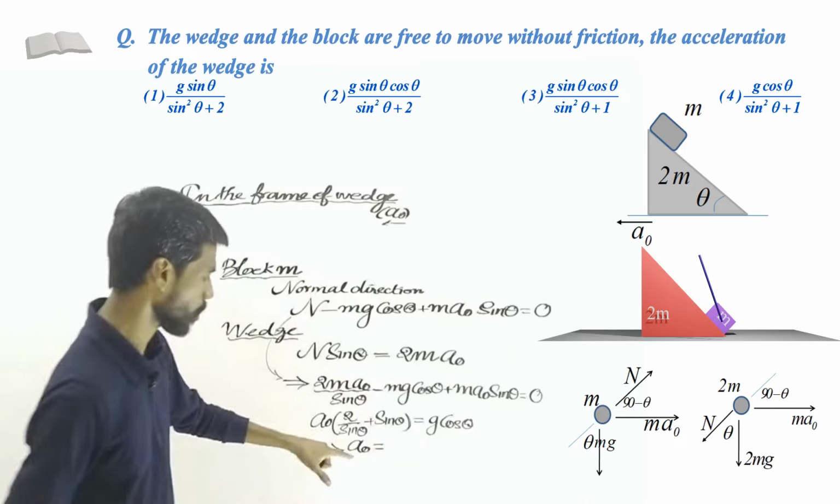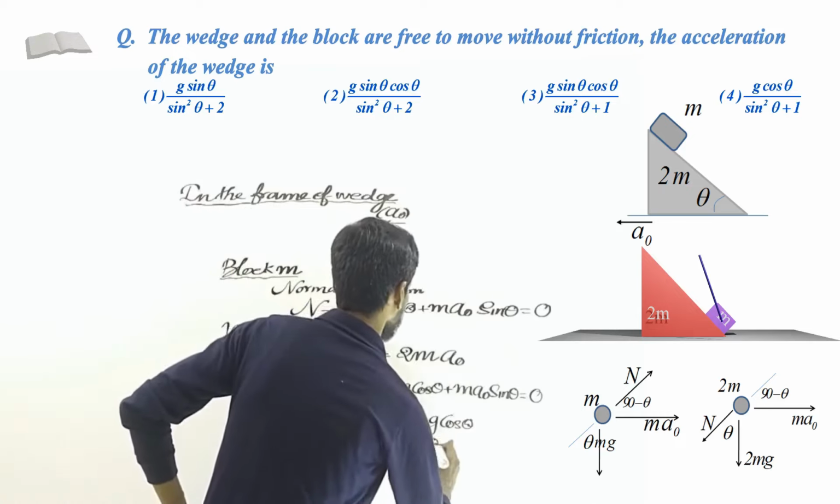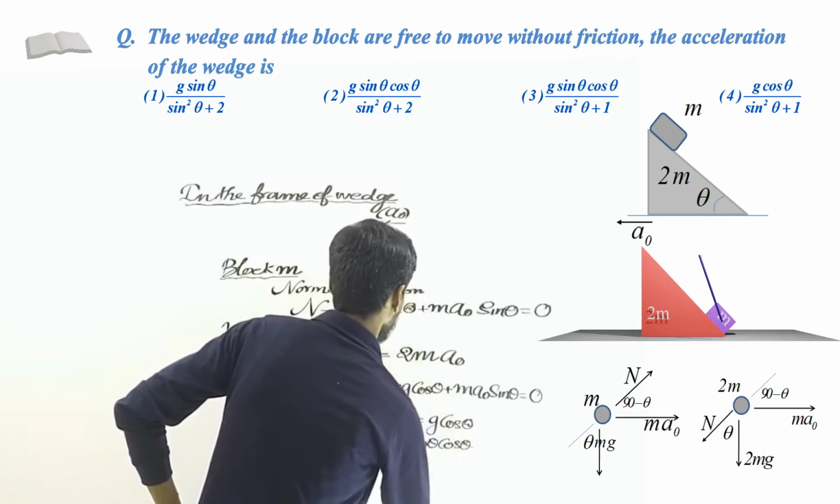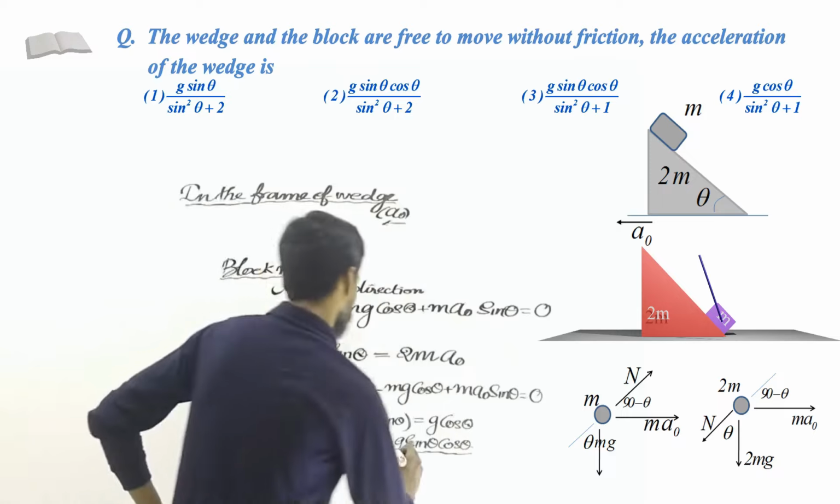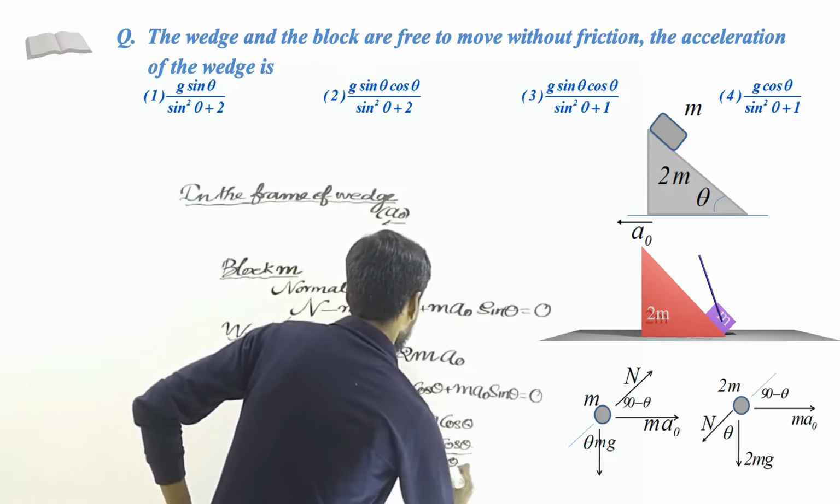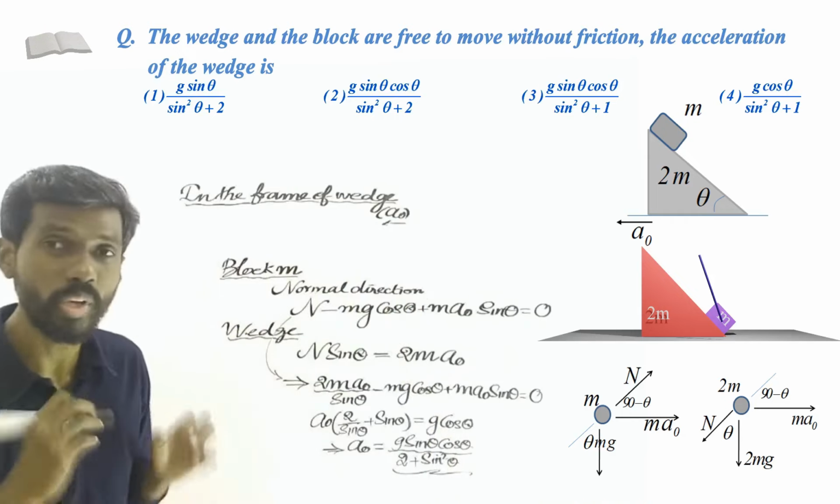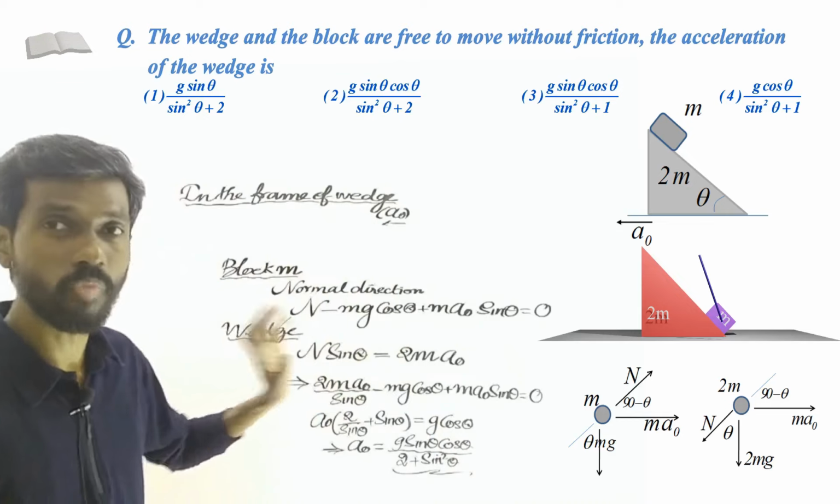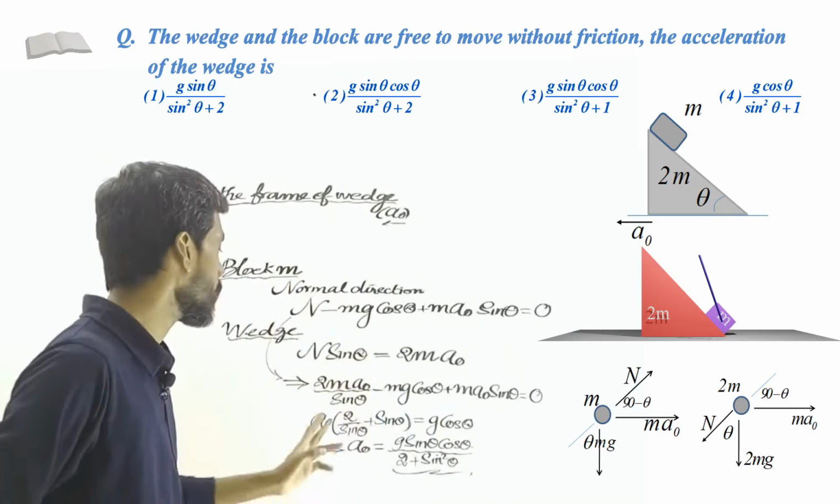So that equals, if you cross multiply, g sine theta cos theta divided by 2 plus sine square theta. So that is the required value of A0, which is the acceleration of the wedge. Okay, so that is the answer: g sine theta cos theta divided by 2 plus sine square theta.